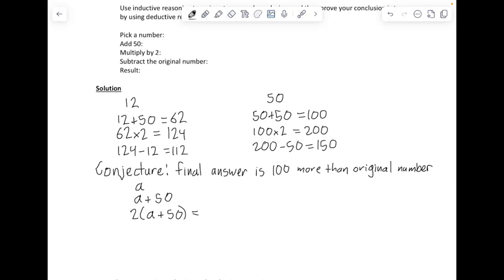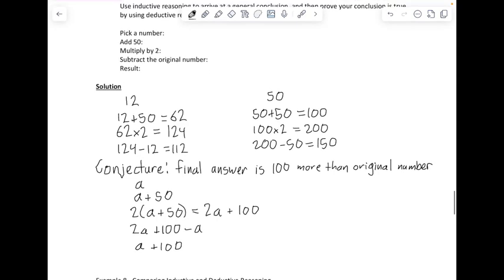And this is a rule of algebra, I can apply the distributive property, and I can multiply that 2 by each of the terms inside the parentheses. So this becomes 2A plus 100. Then I can subtract the original number. So that would be 2A plus 100, and the original number is A, so I do minus A. Well, 2A minus A is just A, so I end up with A plus 100. And that proves that our conjecture is right.